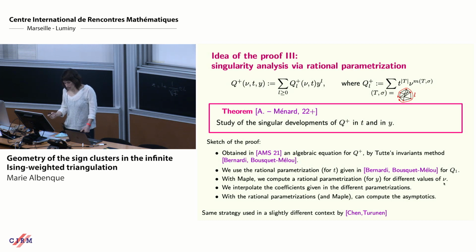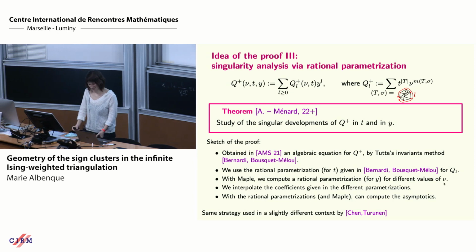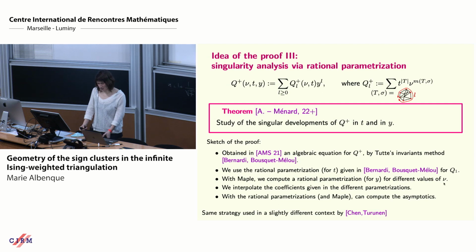And then you can ask Maple to compute a rational parameterization from the algebraic equation, which we had. But then it didn't work, because Maple, after 3 hours, doesn't give you anything. We stopped, killed it. And so what we did is we tried just for different values of nu. We took nu equals 4, nu equals 5, nu equals 6. And then Maple does give you a rational parameterization. And then the job was to make all these rational parameterizations, which were different, consistent with one another.